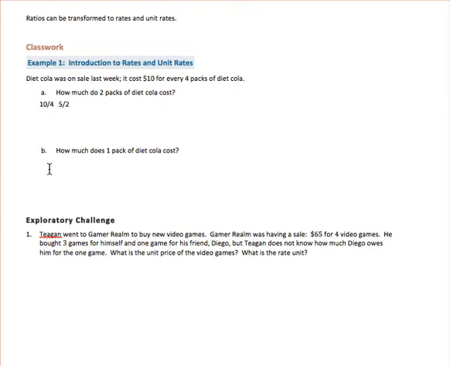In question B, how much does 1 pack of Diet Cola cost? Well, as we simplified to $5 for 2, we could divide by 2 again, and that would give us $2.50 for 1.